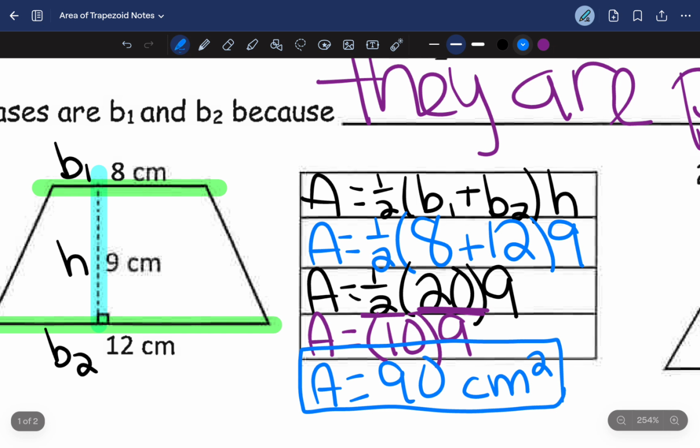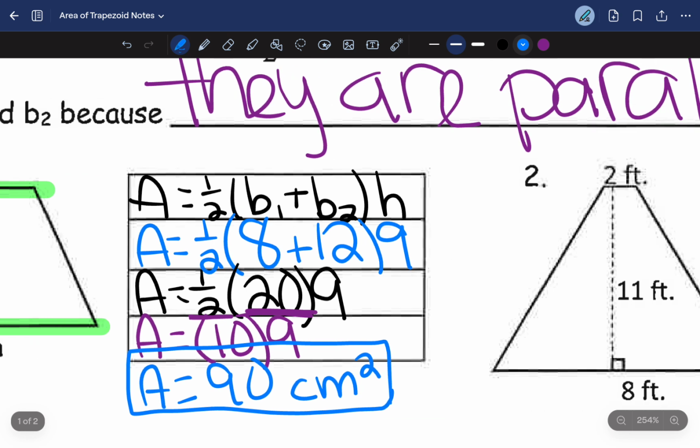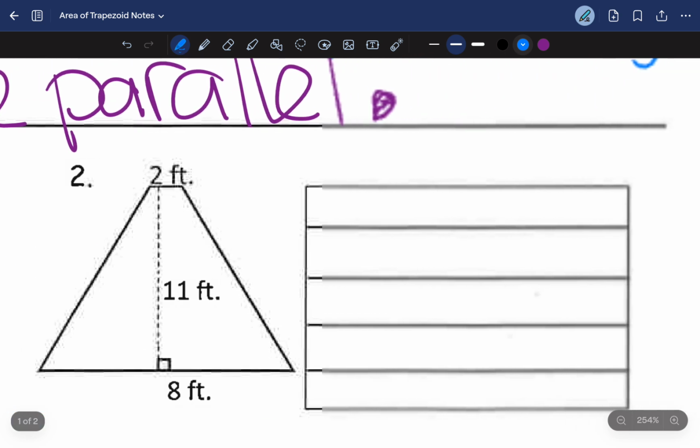We're doing base times height. And yes, there are two bases, but we add them first before we multiply by that second dimension, which is the height. All right, let's take a look at number 2.